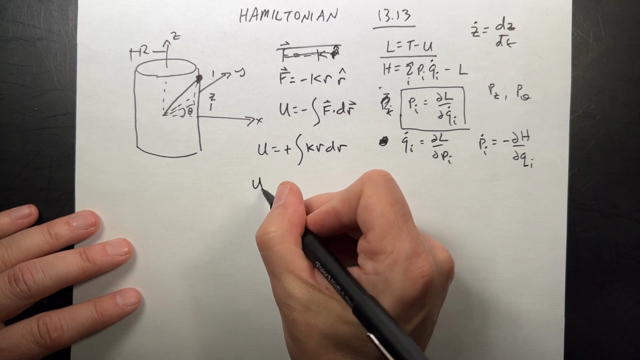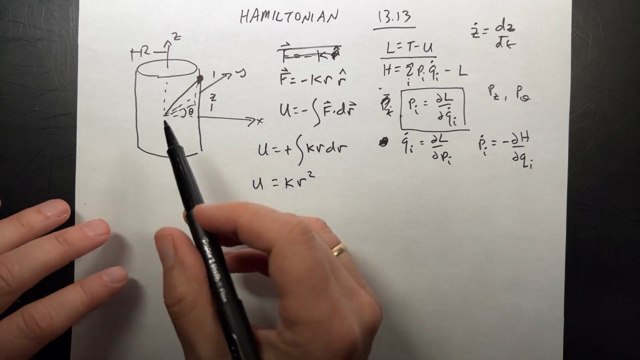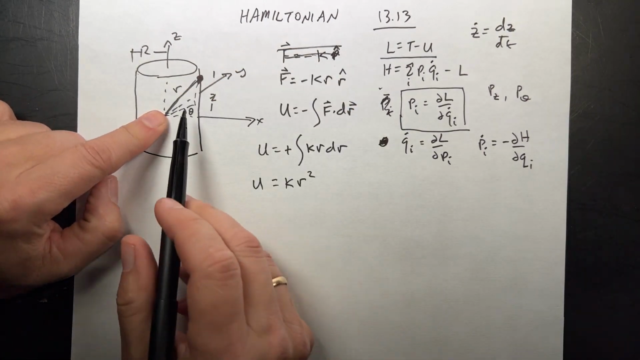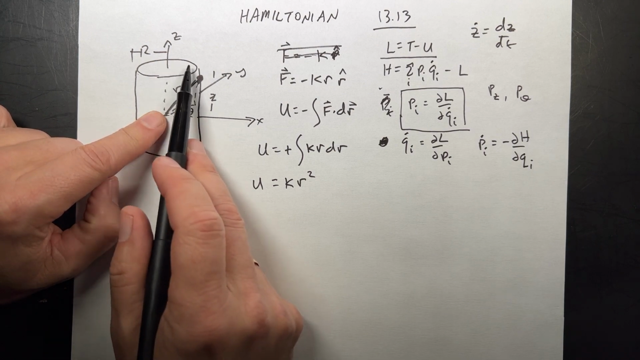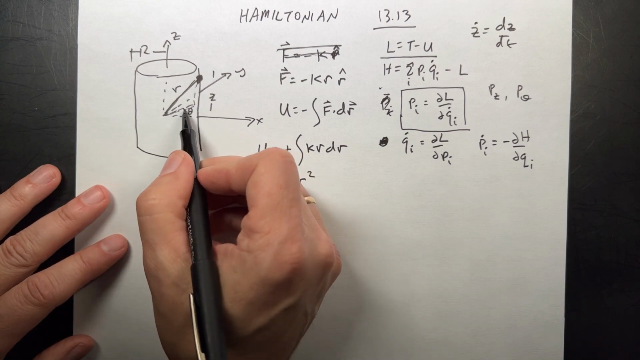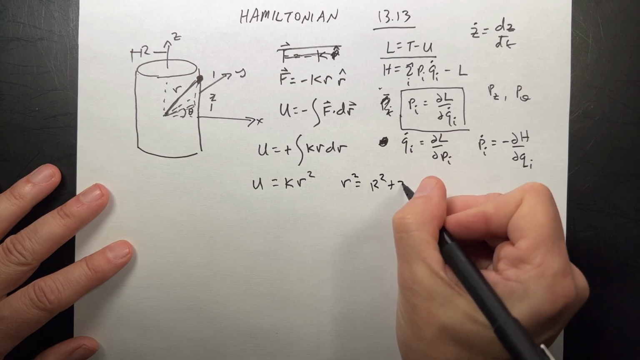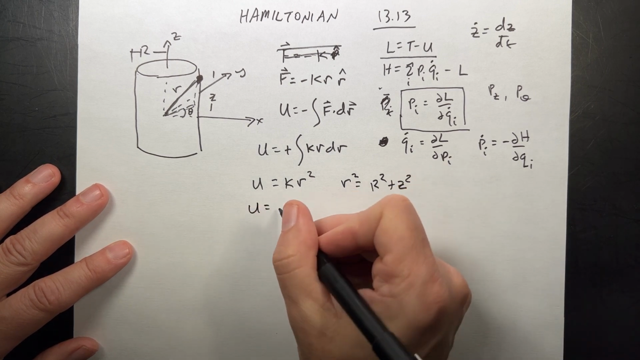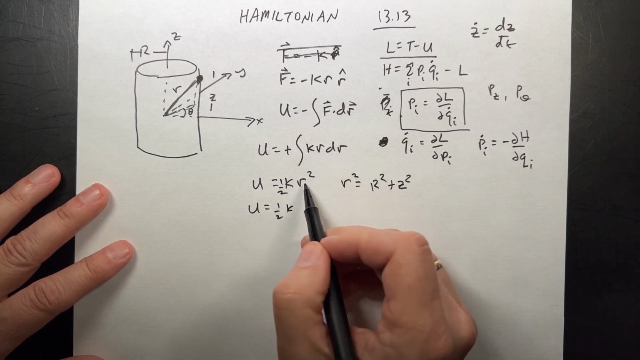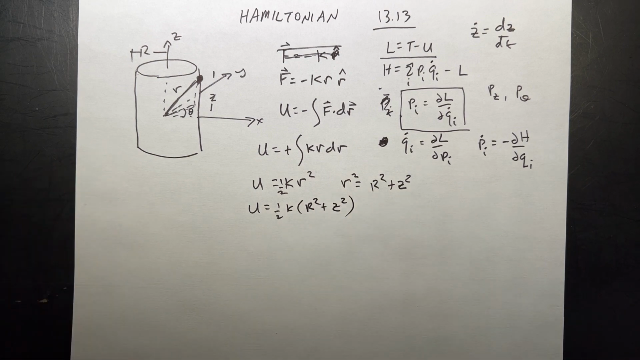So the potential is only going to depend on r, and it's going to be k r squared. Now, this is my r value right there. Notice that this depends on the radius of the circle, capital R, and z. So if I have this triangle right here, then r squared is going to be R squared plus z squared. So the potential is actually, there's a 1/2. I'm doing badly today. When I integrated that, it's 1/2 k times R squared plus z squared.